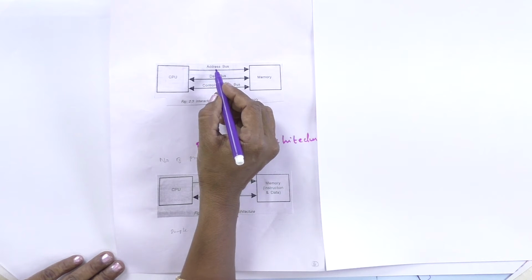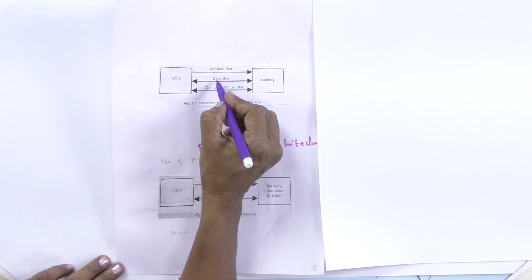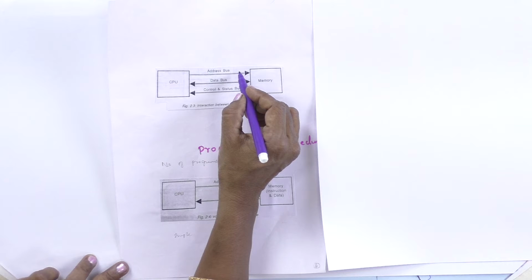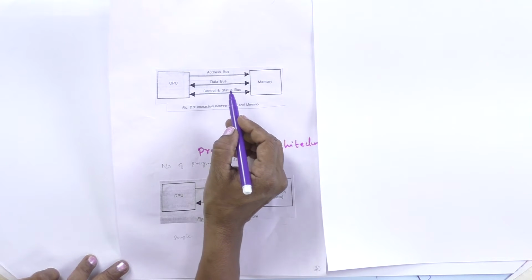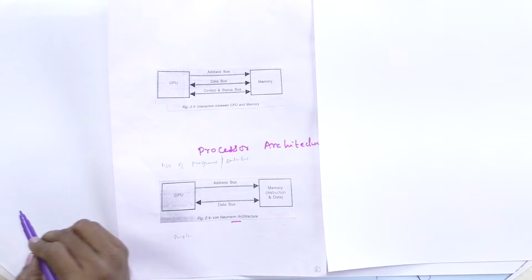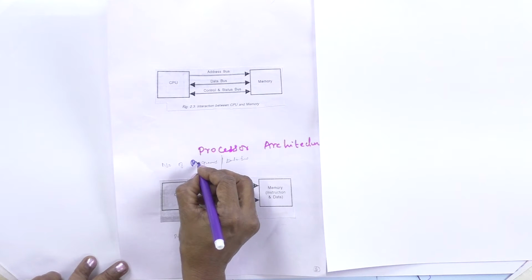So now we have discussed the address bus, data bus, and the control bus. As we know, the address bus is unidirectional, and the data bus as well as the control bus are bidirectional.